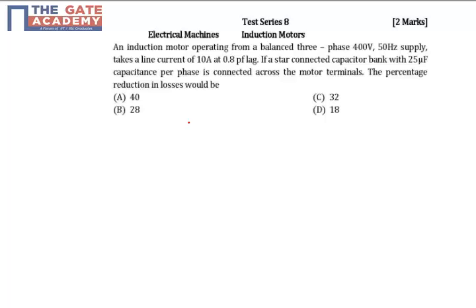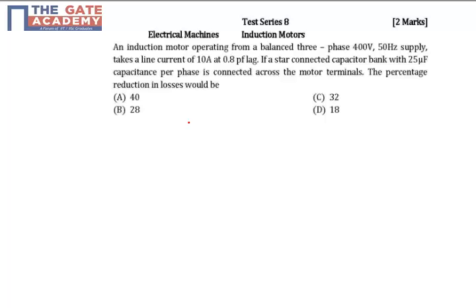Because as we know, the induction machine will always take reactive power from outside. So if there is no capacitor bank there, it will take the reactive power, that means indirectly in the form of reactive current, which will be taken from the outside. As a result, the losses of the motor may increase.